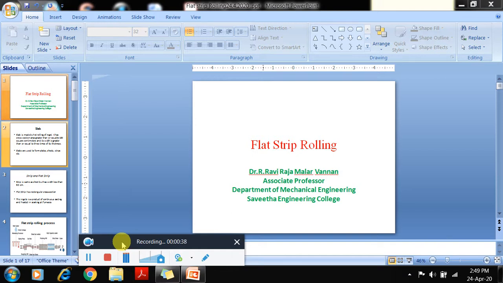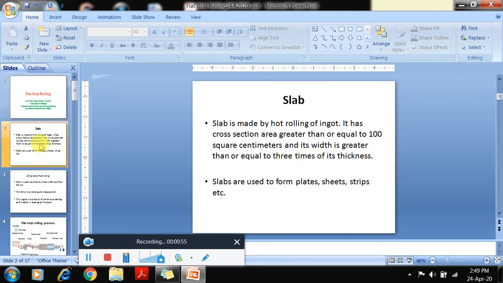Today we are going to see flat strip rolling. The flat strip is manufactured from the slab. Slab having rectangular cross section. Slab is made by hot rolling of ingot.